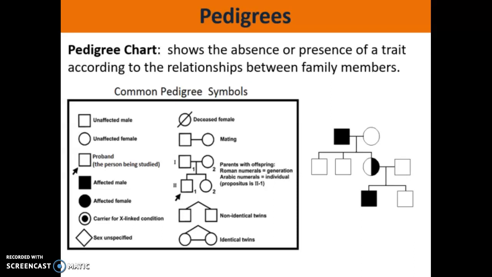Hi everybody. For today's lesson we're going to be talking about pedigree charts. A pedigree chart is a diagram that shows how traits are passed through a family tree.